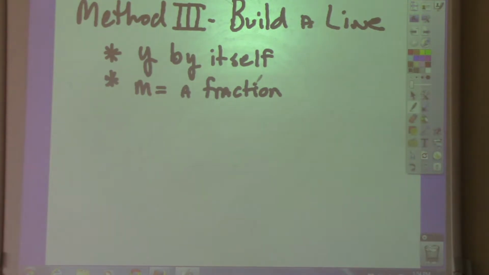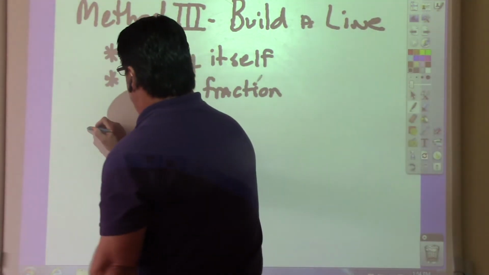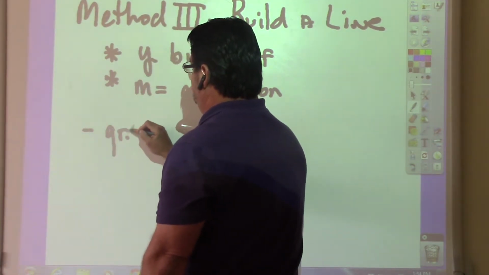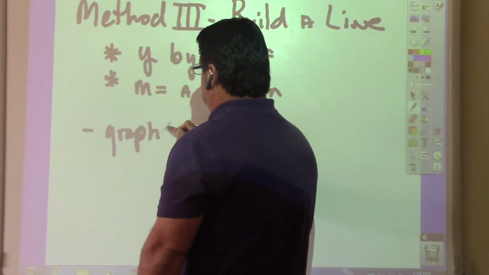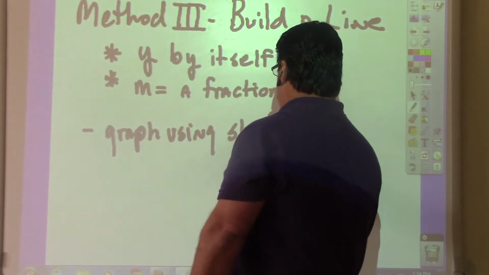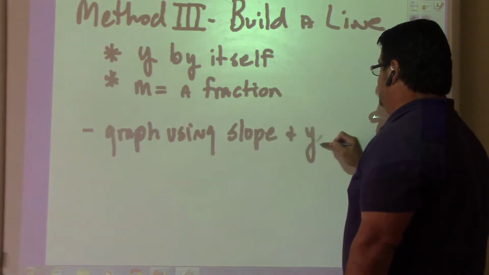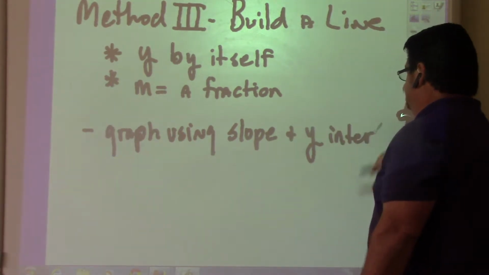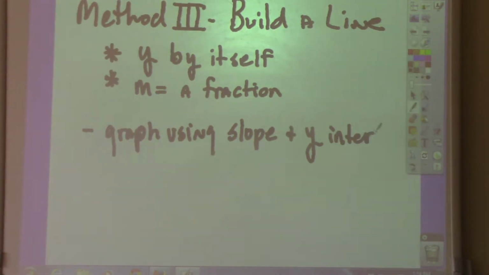Now, when will the directions tell you to use this method? The directions will say graph using the slope and y-intercept. That's what it'll say. It's not going to say anything else. It might say graph using the intercept and the slope. It might switch those around, but that's it. That's all it's going to say.